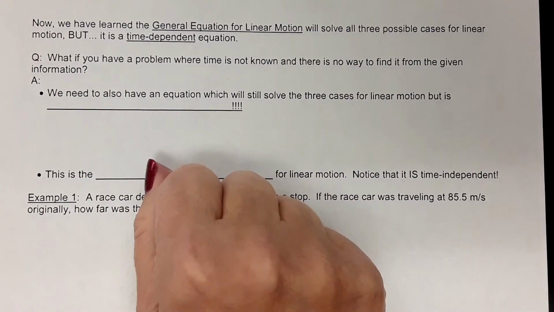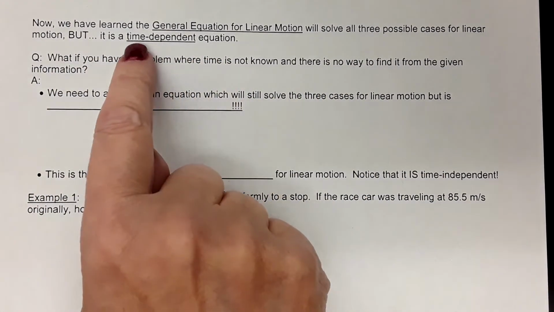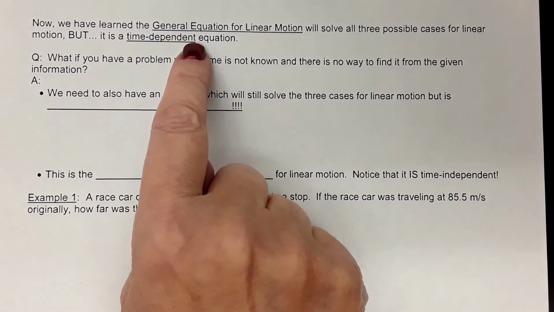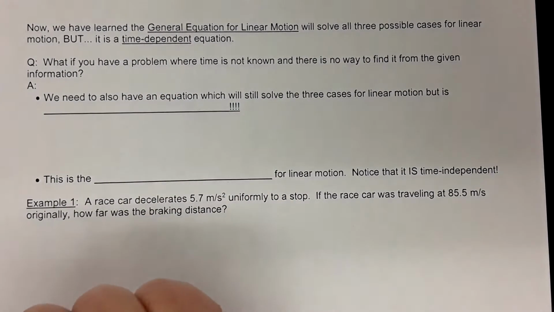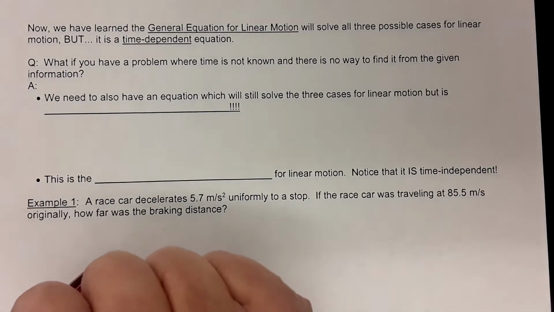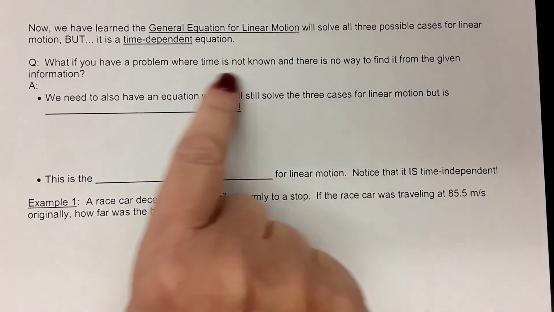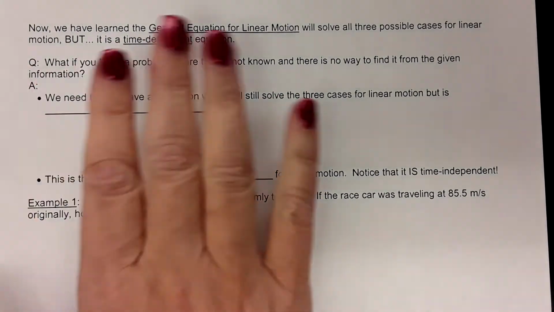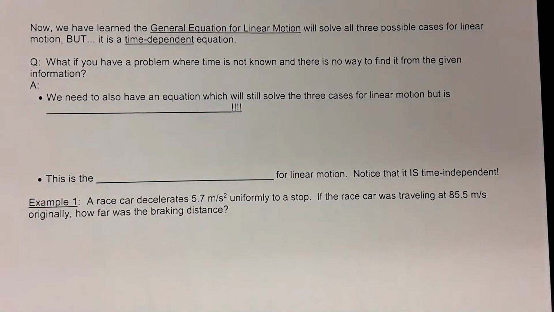Now, what we need to remember is that all three of those formulas are time dependent. You have to know the time in order to use them. So that presents a problem. What if you don't know the time and there's no way to find it? Scientists understood that this would be a problem. What in the world are you going to do?